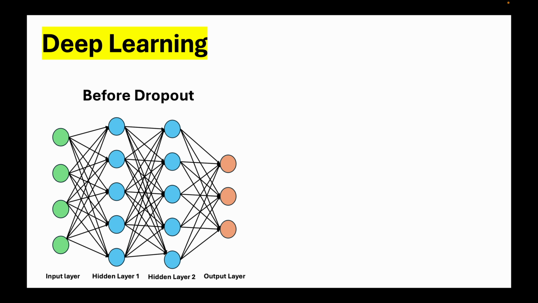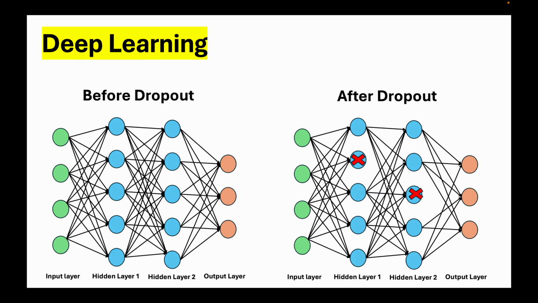Now, let's see a deep learning network before and after dropout. Before dropout, the model looks like this. Here, all the neurons are active, that is, every neuron participates in learning. Whereas after dropout, the model looks like this. Here, some neurons are randomly removed and the dropped neurons do not contribute during the training step.